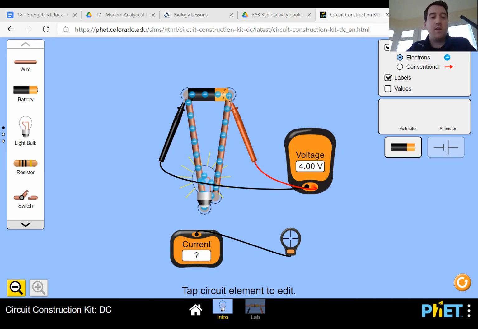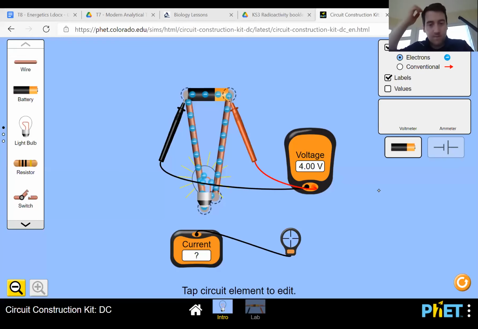All right, so when we do this, we're going to add an extra bulb and then use the same potential differences as you did before and measure the current. Okay, let's go and check how this is going to work. So we're back at our simulation, and we have our voltmeter and our ammeter.